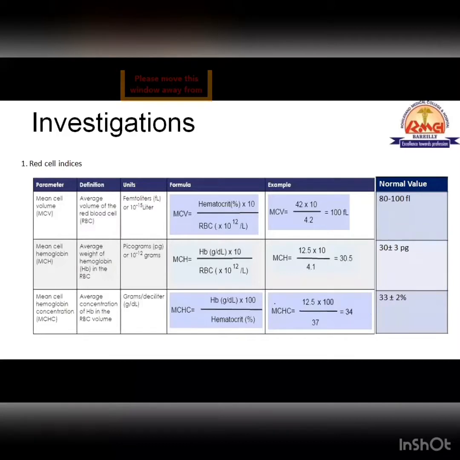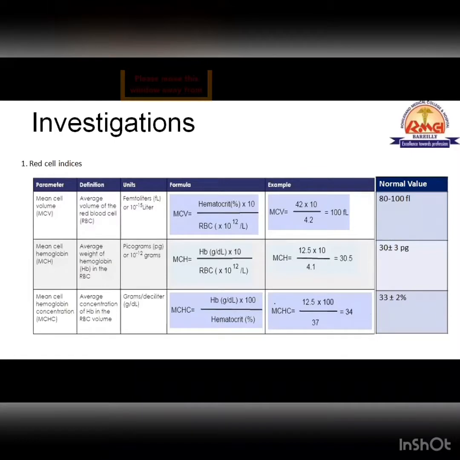There is something known as the red cell indices, in which the first is the mean corpuscular volume. The original term is mean corpuscular volume, that is MCV. It is the average size of a single red cell. What is the average size of a single red cell? This is represented in femtoliters. Femtoliter is the unit, and the normal value is 80 to 100 femtoliter.